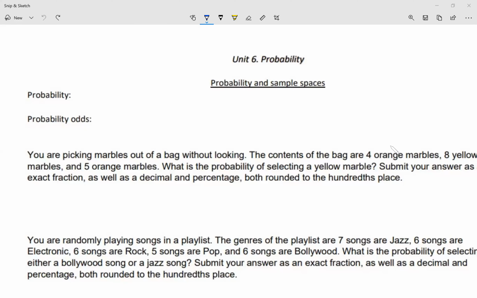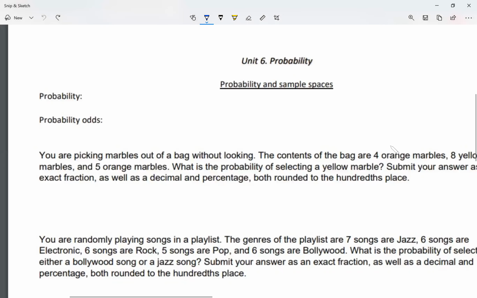Now our unit 6 is about probability. You can see we're going to be doing probability, but for today's lecture, we're going to even talk about what probability and sample spaces are. Now, probability is the long-term relative frequency of the outcome.